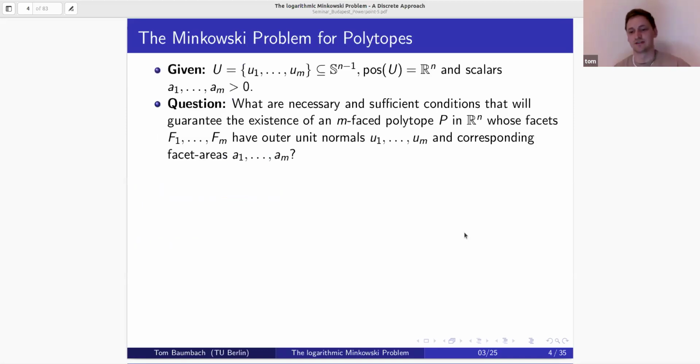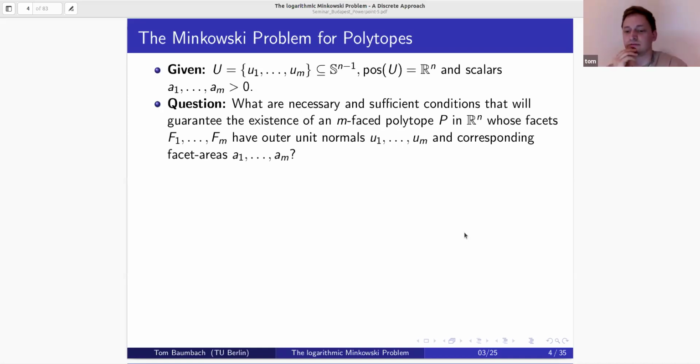So the first Minkowski problem for polytopes is the following. By the way, if you do not know a lot about polytopes or convex bodies, feel free to ask. But this motivation is not super important to understand. It's more that I'm going to show you some pictures so you can see what's happening.